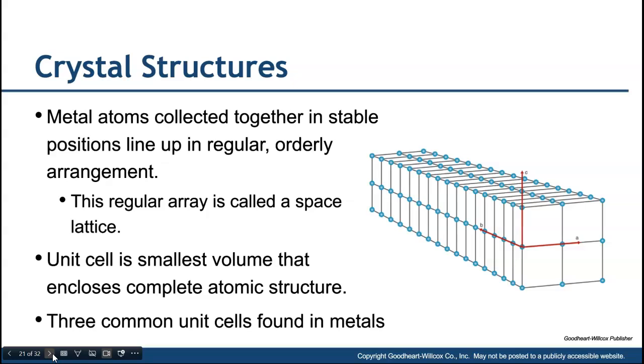They form crystal structures. The metal atoms are collected together in a stable position and line up in a regular, orderly arrangement. We can call this a space lattice. The unit cell is the smallest volume that encloses a complete atomic structure. There are three common unit cells found in these metals.